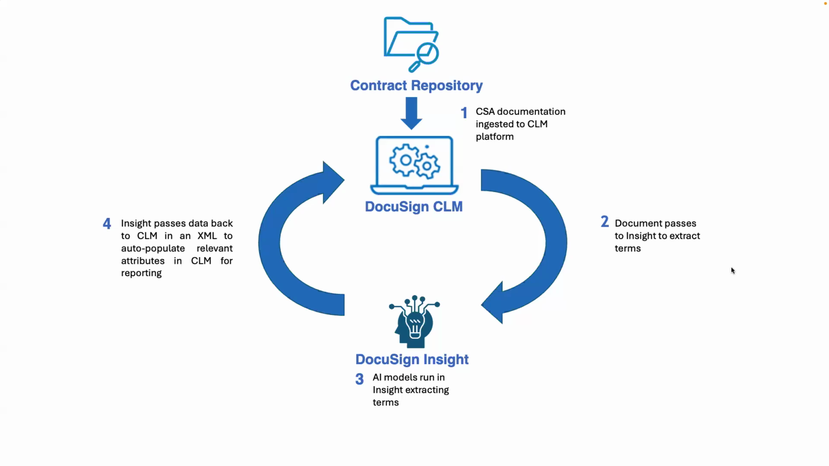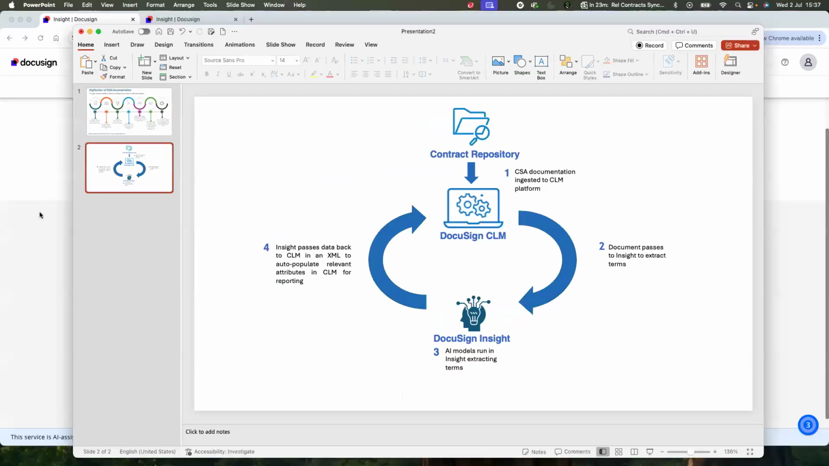That data is then passed from the Insight platform back to the CLM tool via an XML, which will then allow for the auto population of attributes in the CLM tool, which in turn then allows for the roll-up and reporting of the relevant ISDA related data, whether that's at a fund level or an entity level, so that you can then make business decisions off the back of that information. So with that said, let's jump into the Insight view and take a look at how these documents look.